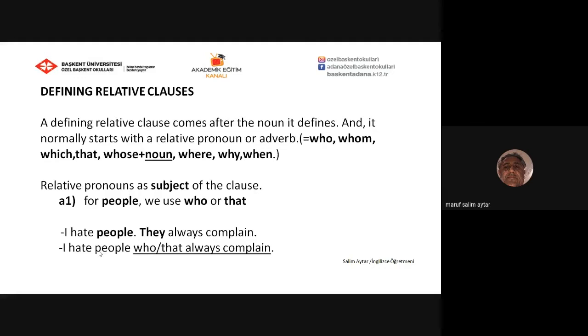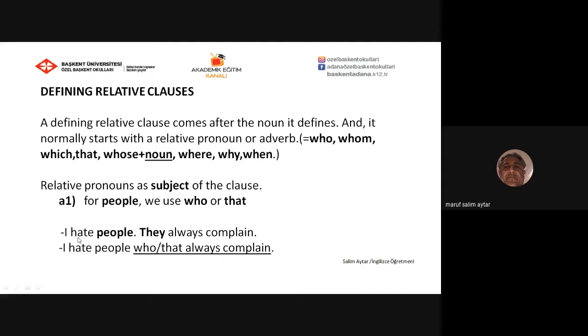Now it is time to talk about defining relative clauses. A defining relative clause comes after the noun it defines, and it normally starts with a relative pronoun or adverb, as you can see in the parentheses. Relative pronouns as the subject of the clause. Relative pronouns sometimes become the subject of the relative clause.